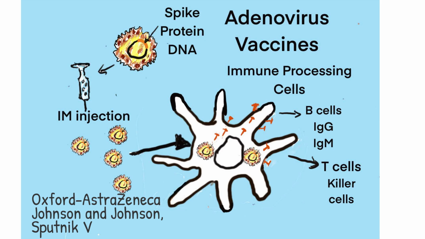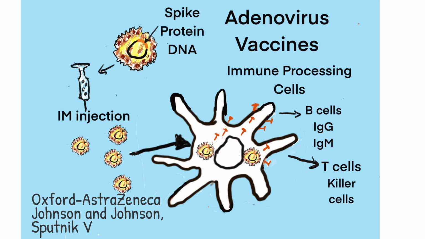Next are the viral vector vaccines. Both the Oxford, AstraZeneca, and the Johnson & Johnson vaccines, as well as the Sputnik V vaccine, have used an adenovirus that is unable to replicate or produce new virus. This single-stranded DNA virus has been used in gene therapy for over 20 years.